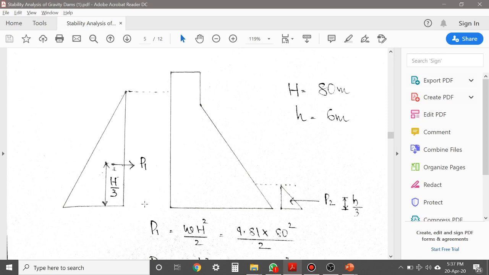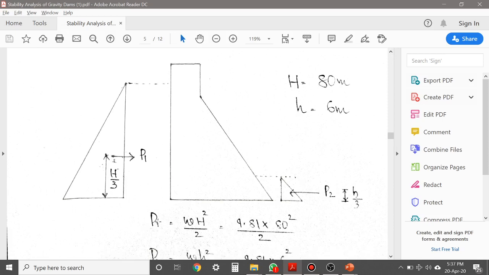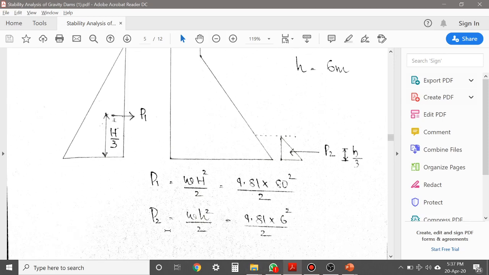Okay, so in order to find P1, that is water pressure or the force due to water at upstream, equal to, I explained you the equation in the last lecture, that is W into H square by 2, where W is the unit weight of water, into capital H square divided by 2. Similarly, you can calculate the downstream water pressure or the force due to water also, that is W into small h square divided by 2, where small h equal to 6 meter. See, this is P1 and P2.